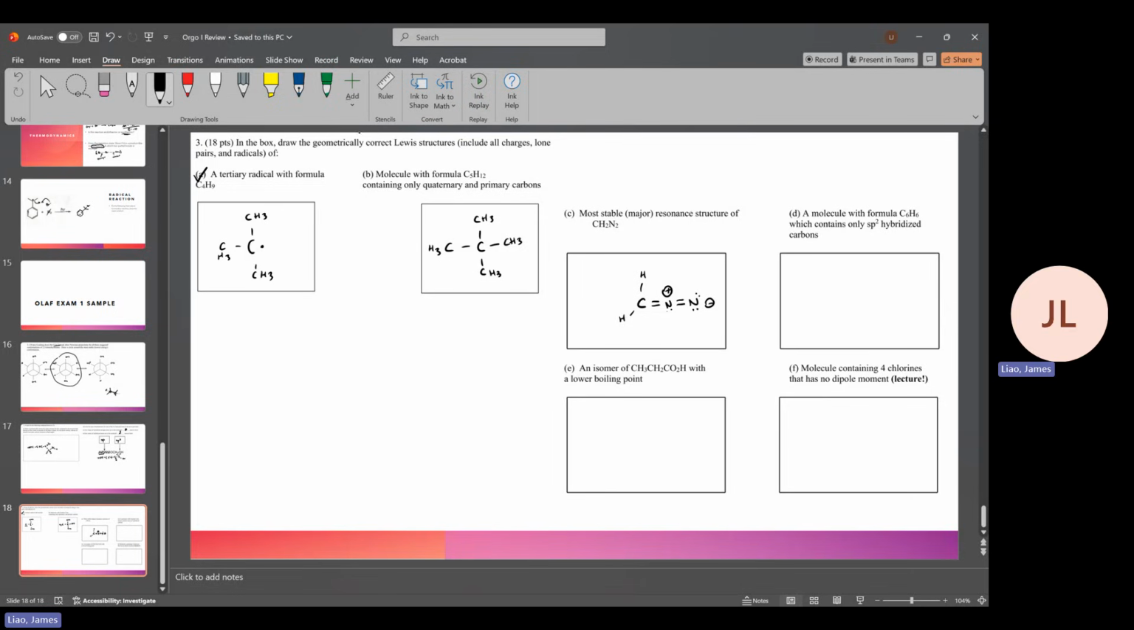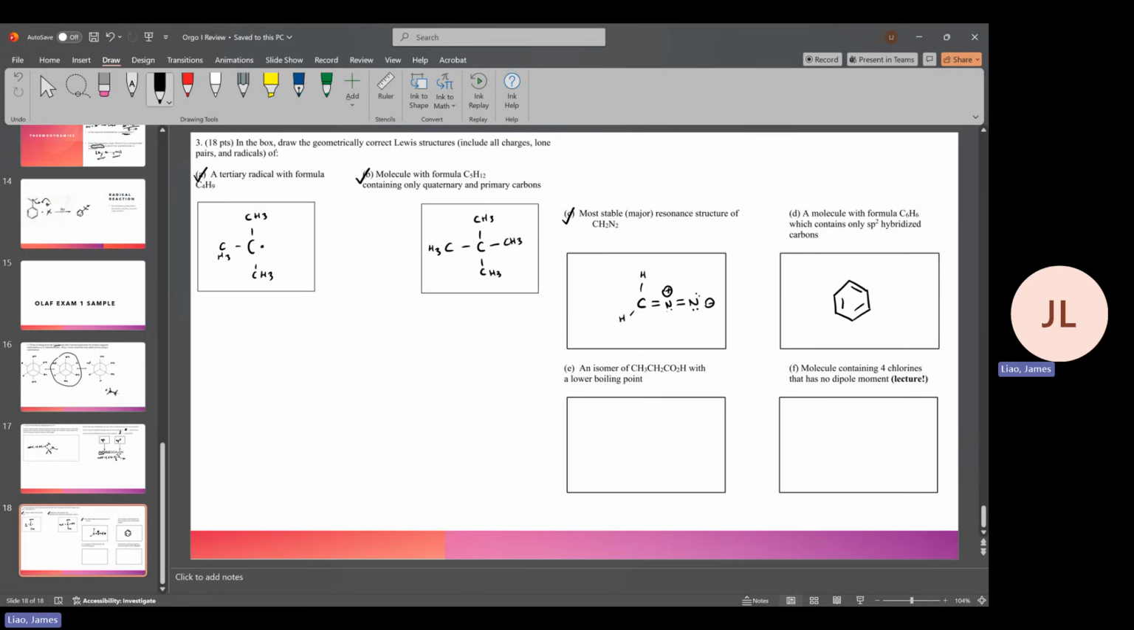Part D. We need a molecule with the formula C6H6 which contains only sp2 hybridized carbons. So we need a six-carbon structure that only contains sp2 hybridized carbons. That means all of them have to be at least part of a double bond. One that came up pretty easily, that I thought of, would be this one: six carbons, six hydrogens, and all sp2 hybridized.